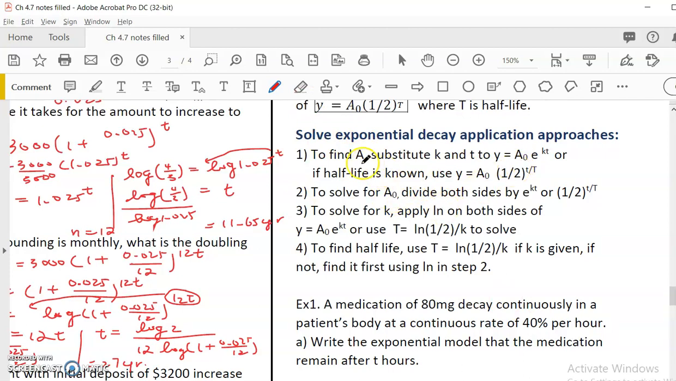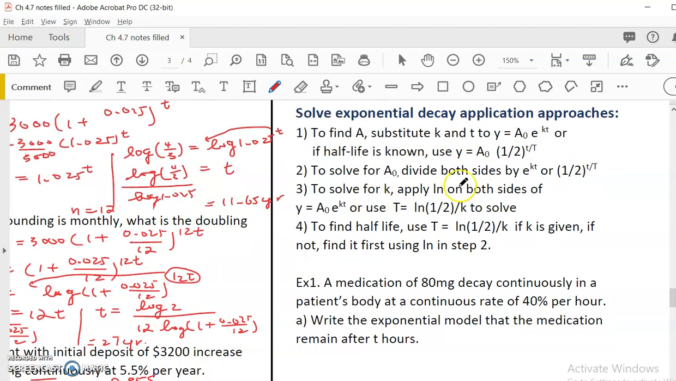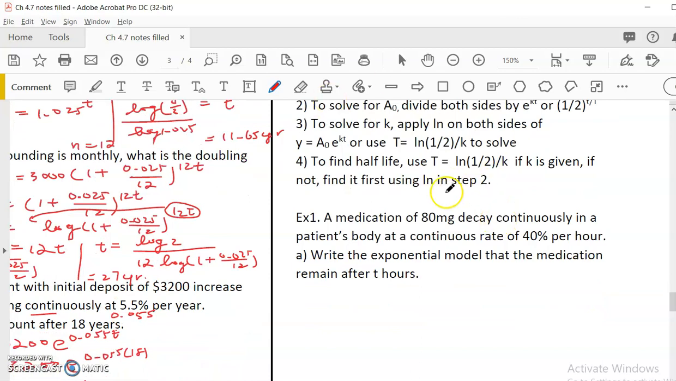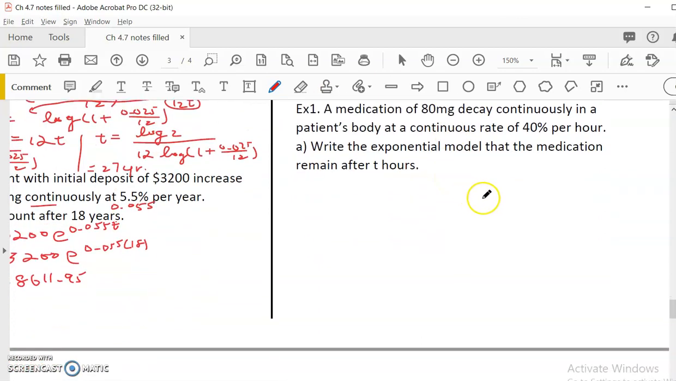So if you know A0 and k, you can just plug in. If you don't know A0 or k, but you have some values of t and y, then you can solve the system of equations. To find half-life, you do ln 1/2 over k. So these are the typical things that you would use to solve an exponential decay question.